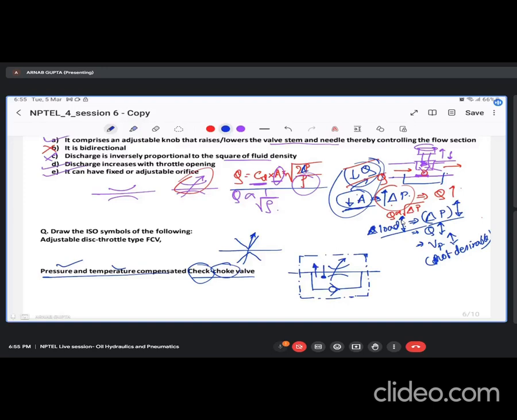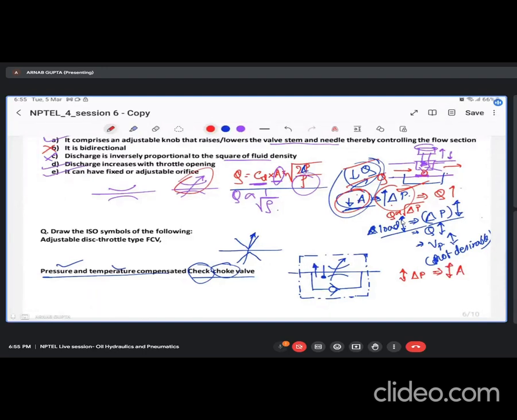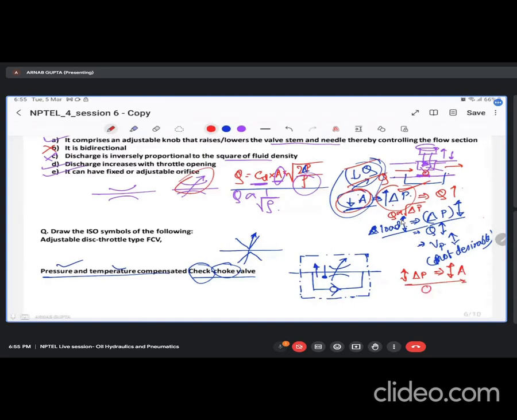Okay. So that is why we want to use some sort of mechanism which will control this cross sectional opening based on the changes in pressure. If the pressure is varying, what do we want now? With changes in delta P, we want to change the area, or the opening through which the liquid, or the fluid or the oil, will pass. And this change should be such that your Q is kept constant.